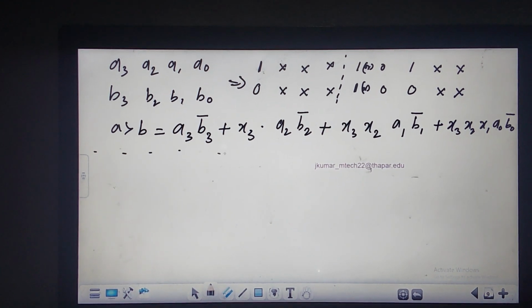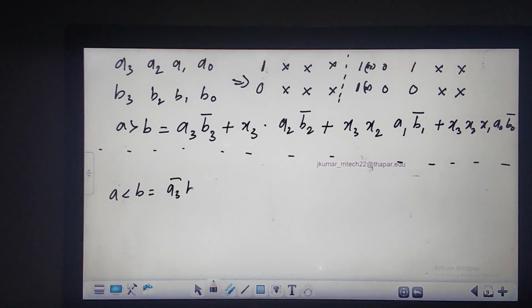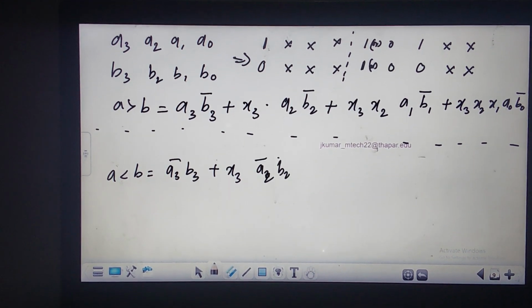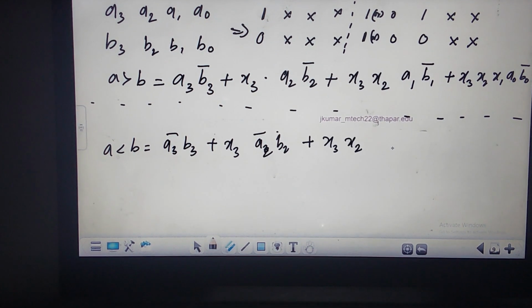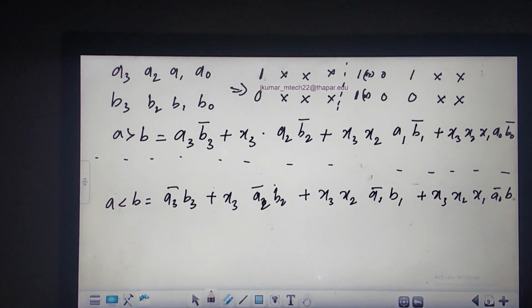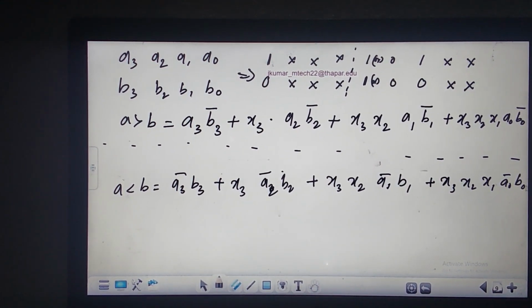Now to check for A less than B. How to check for A less than B? A3 bar into B3, or if this is equal, X3 into A2 bar into B2, plus X3 into X2 into A1 bar into B1, plus X3, X2, X1 into A0 bar into B0. You understand, these are the logical expressions for the magnitude comparator.